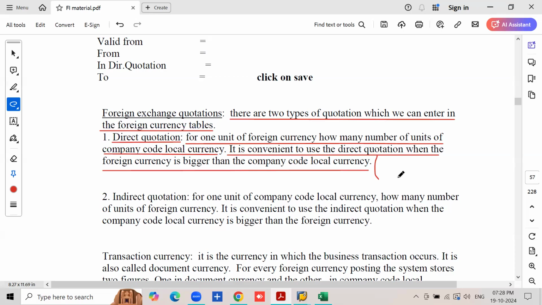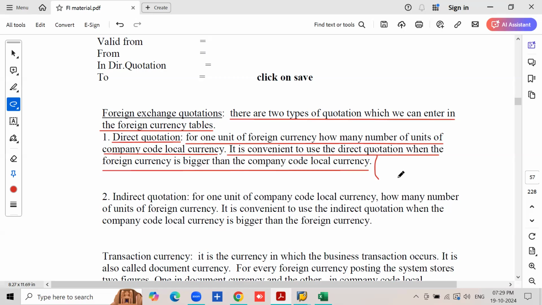That is, it is convenient to use direct quotation when the from currency is bigger than the to currency. So it is easy to understand. See here, what is the from currency? US dollar. To currency, INR, right? So the from currency is bigger, right? So it is convenient to use direct quotation.